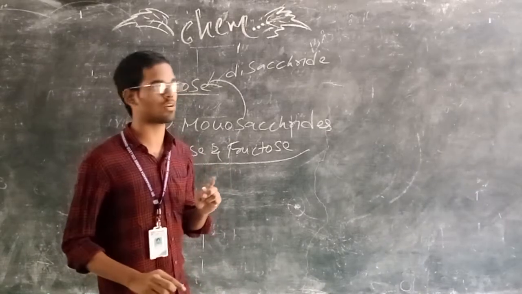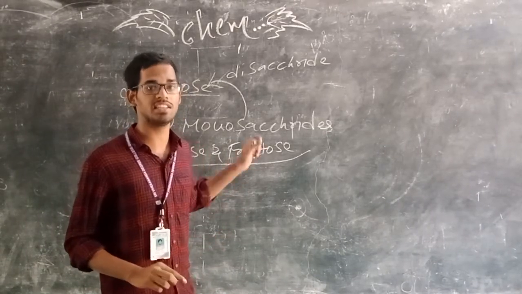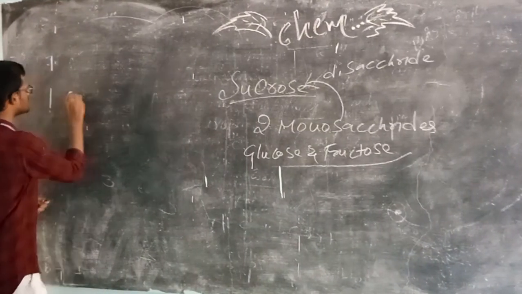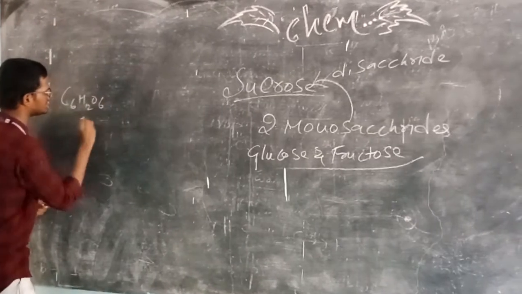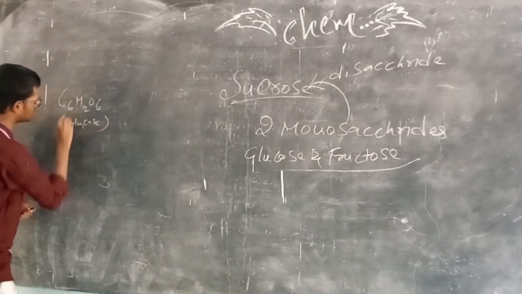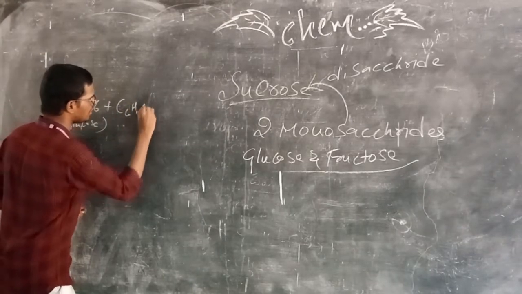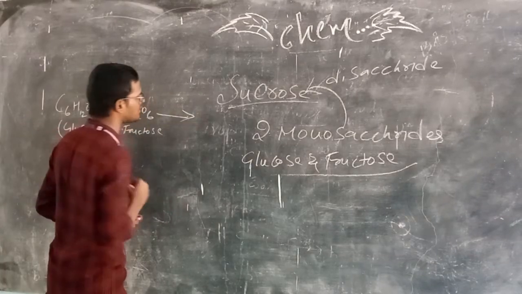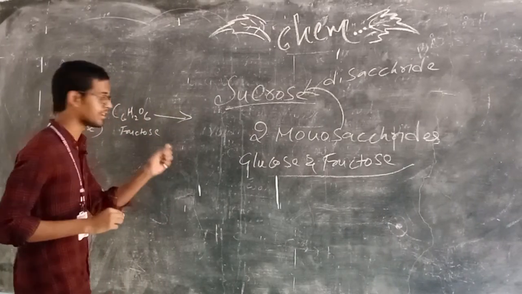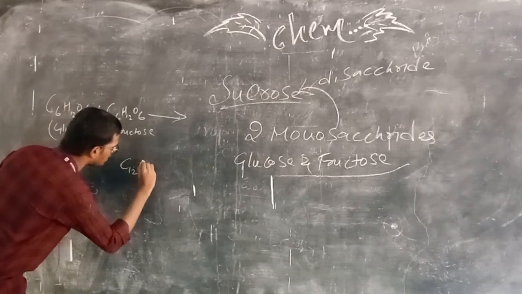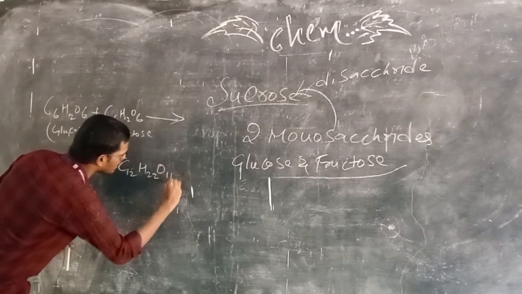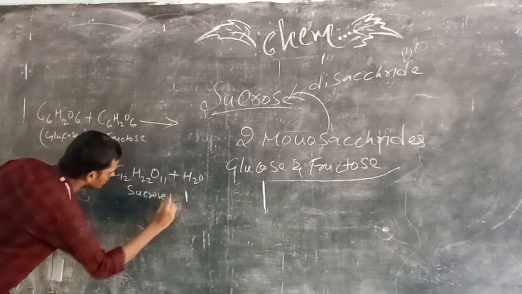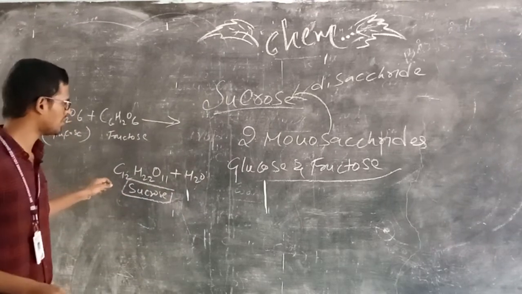Now we are going to explain the molecular formula of these structures. Let's take a small explanation. C6H12O6 is glucose plus C6H12O6, this is fructose. These together form a product called sucrose, C12H22O11 plus H2O. This is the molecular formula of sucrose.